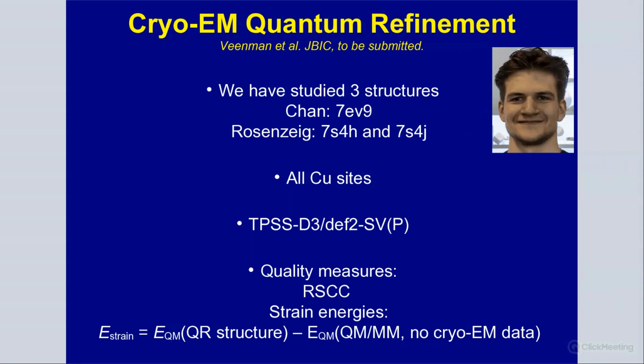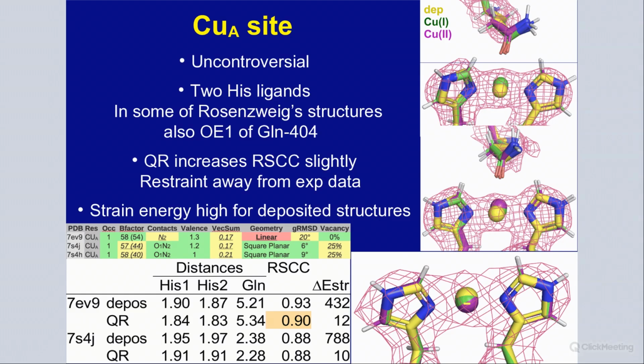So we have done quantum refinement of all 3 of these structures with all kappa sites. And we look at the real space correlation coefficient and strain energies to decide which one is the best one. And we start with the uncontroversial site, that's the kappa A site. And I will look at 2 different structures. I look at Chan's structure.